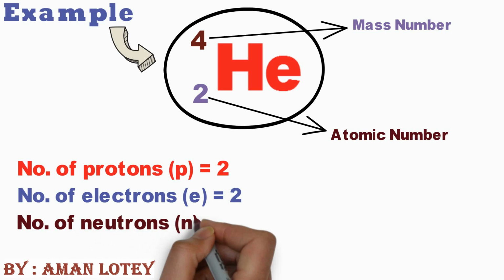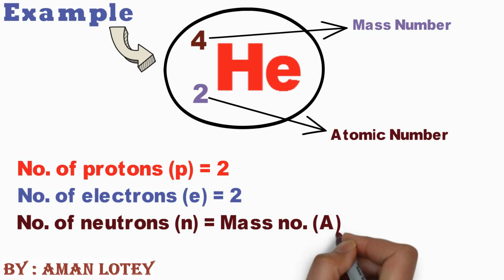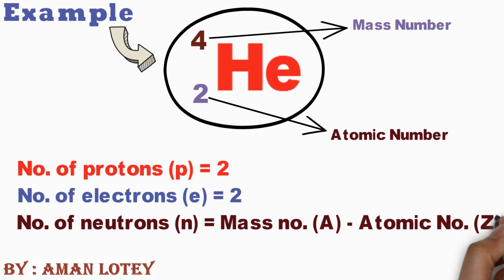Number of neutrons can be calculated by subtracting atomic number from mass number. Therefore, in the helium, number of neutrons is 4 minus 2, that is 2.